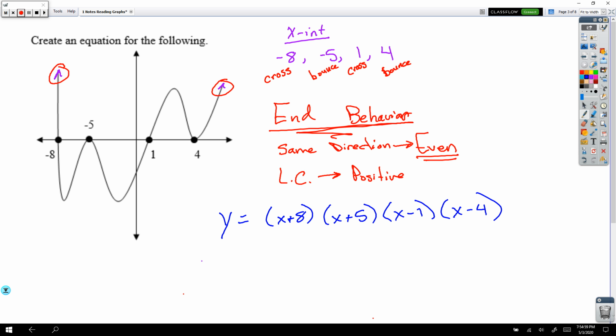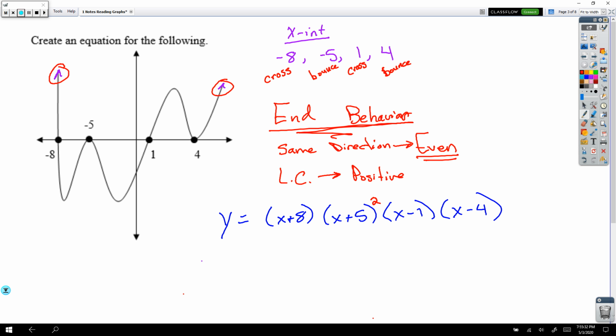There's a bunch of different answers you could have here. Okay, there's no set like what exponents go where. As long as the evens go with the bounces and the odds go with the crosses, we're good. Okay, so the negative 8 crosses, so that has to be odd. And I'm going to leave that as 1, so I'm not going to put anything there. Now the x plus 5, that bounces, so it has to be even. So I'm going to try and go with a 2. Let's see if that'll work.